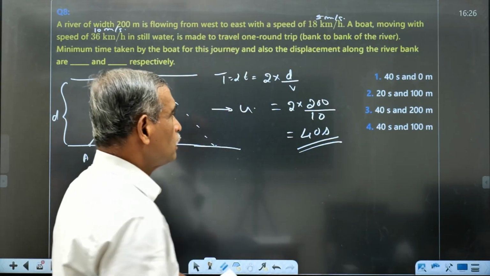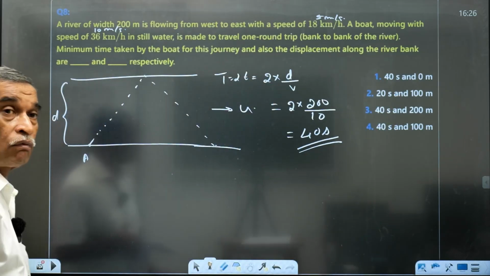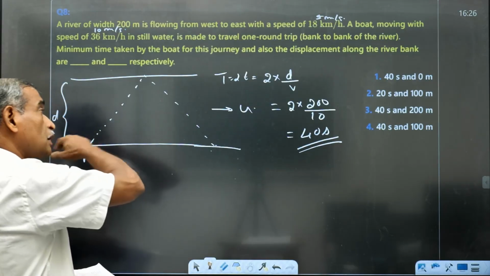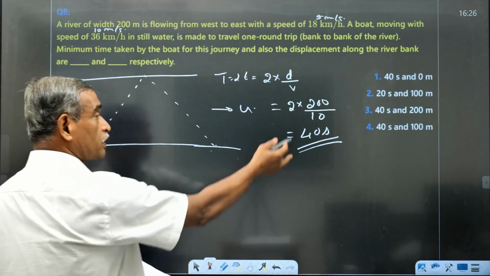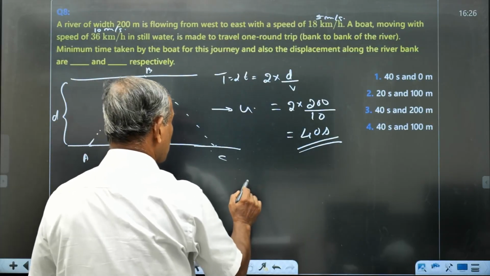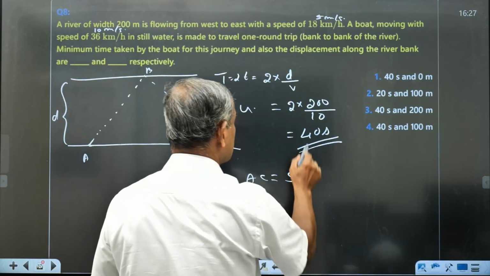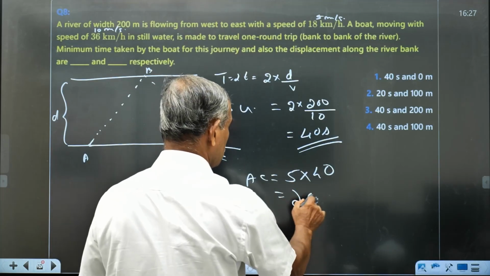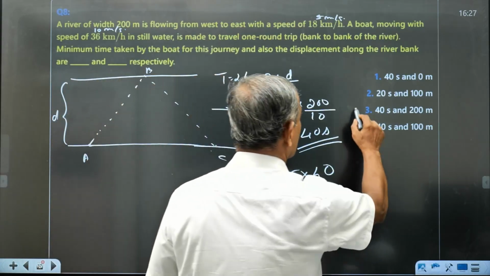Time taken is 40 seconds. Next, what is the total drift? He is drifted in the direction of the river by the river velocity for how much time? 40 seconds. Suppose this is A, B, C. So AC is equal to the velocity of the river, 5 meters per second, times the time, 40 seconds, which is 200 meters. And therefore, the answer is this one.